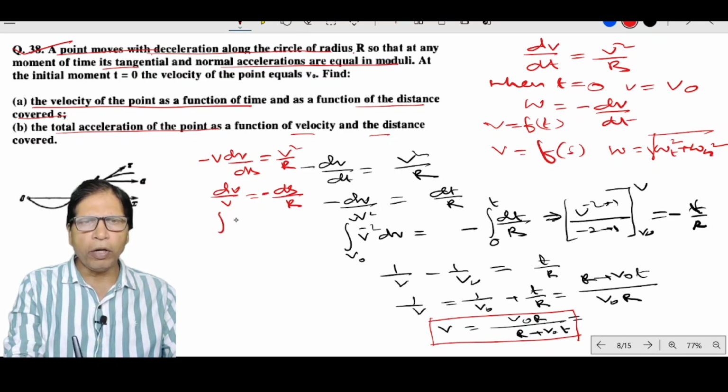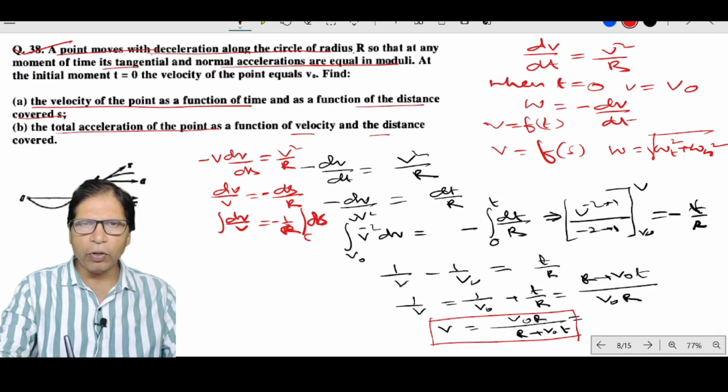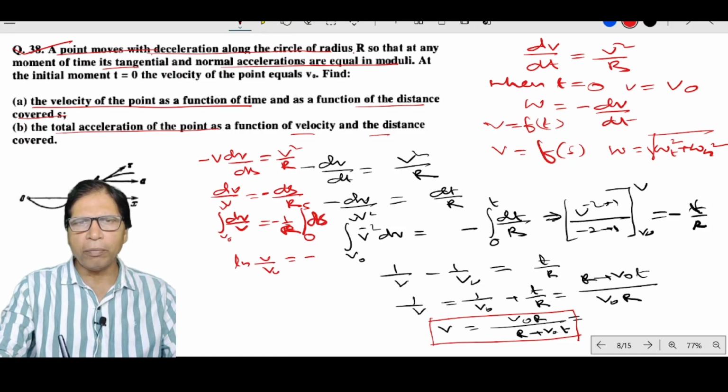Now integrating, dv by v equal to minus 1 by r integration ds. Now what is the limit of integration? When s is 0, velocity is v naught. When distance is s, velocity is v. So ln of v by v naught equals minus s by r. Therefore, v equal to v naught into e to the power minus s by r is the required expression of velocity in terms of distance.